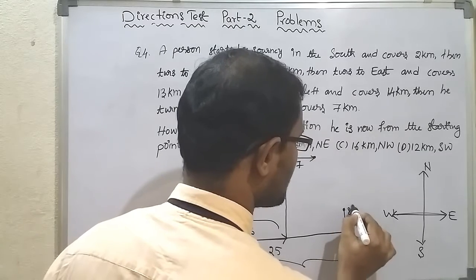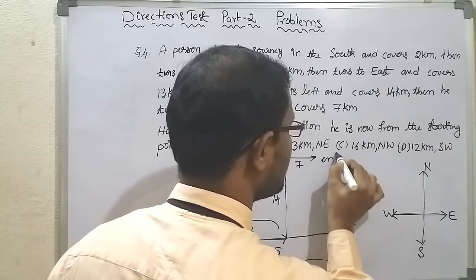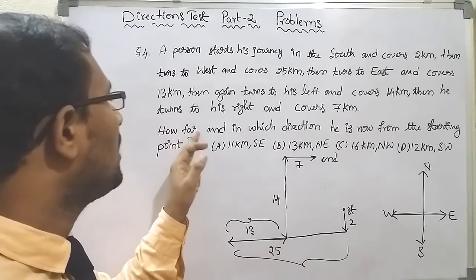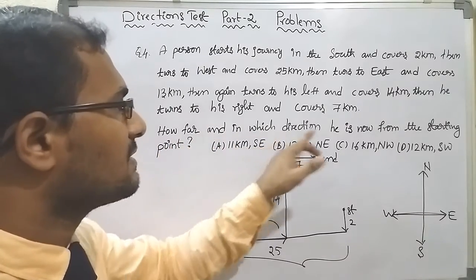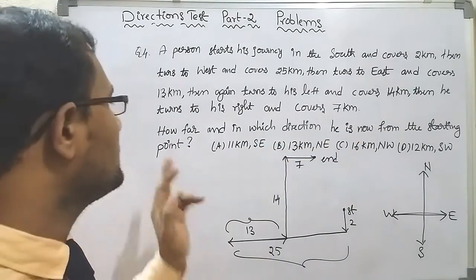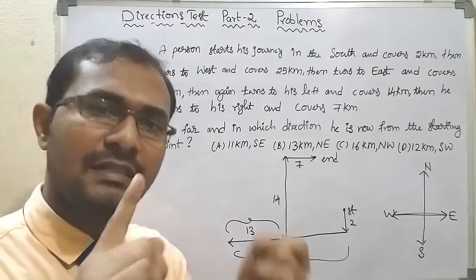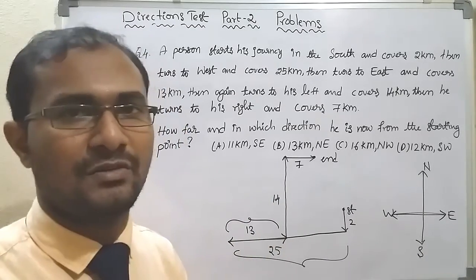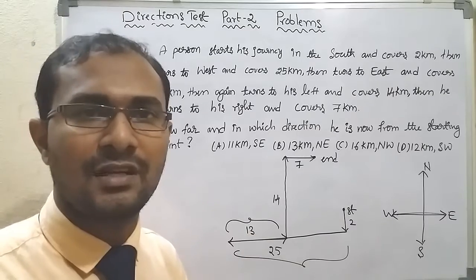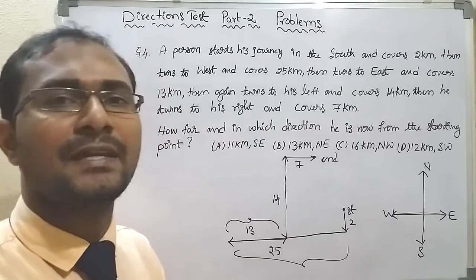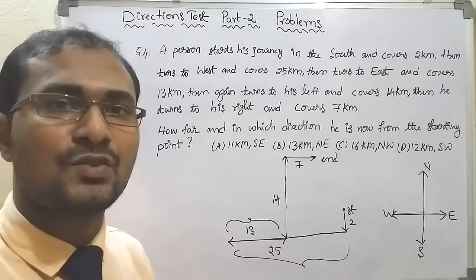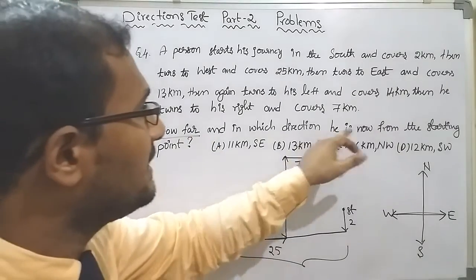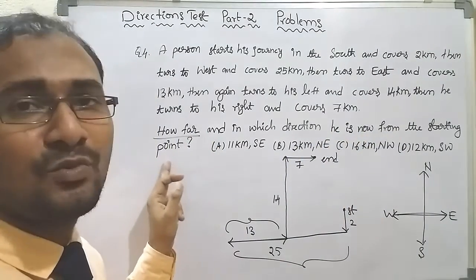This is the starting point and this is the ending point. Now let us see what we are asked to find out: how far and in which direction he is now from the starting point. In this question, a distance related question and a direction related question are both included. We already know how to find the direction answer, but let me explain how to find the distance. What is the keyword here? How far. How far he is now from the starting point.